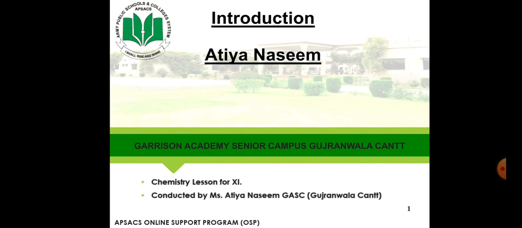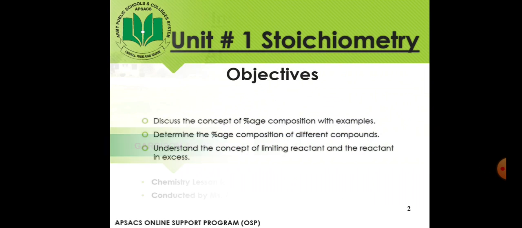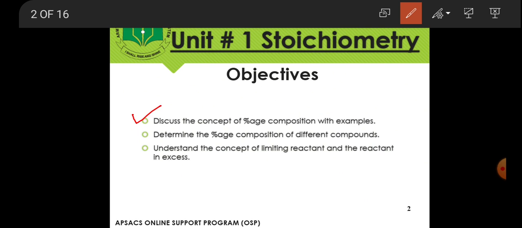This is week 1, day 3 of our chemistry lesson for class first year. We will continue with unit number 1, stoichiometry, and the objectives of today's lesson are: you will be able to discuss the concept of percentage composition with examples. You will be able to determine the percentage composition of different compounds. You will be able to understand the concept of limiting reactant and the reactant present in excess.